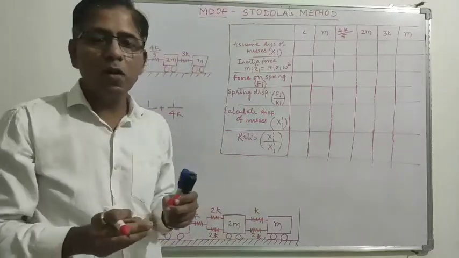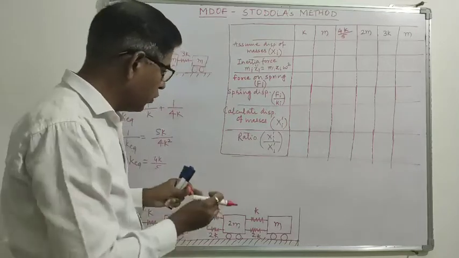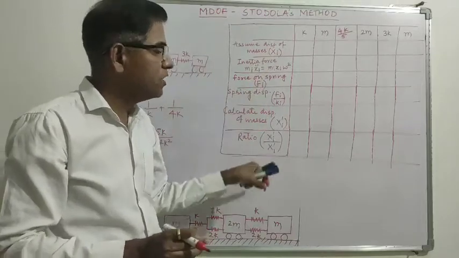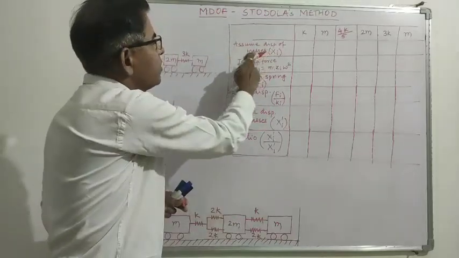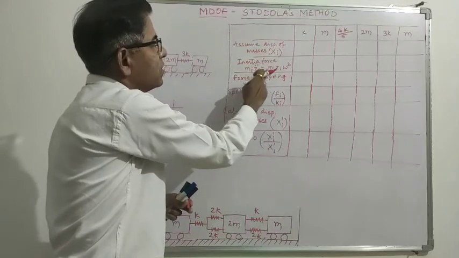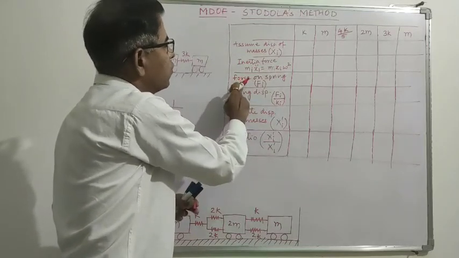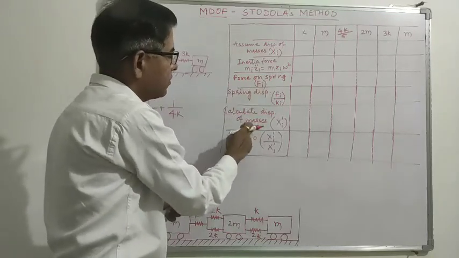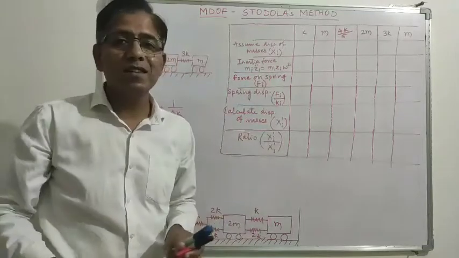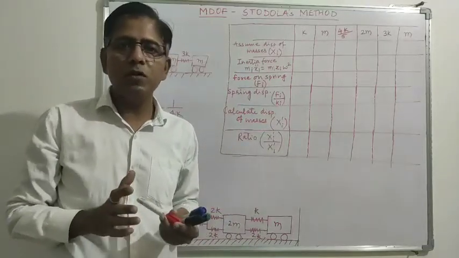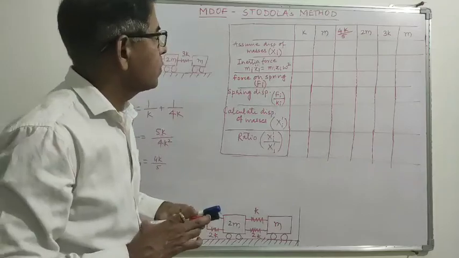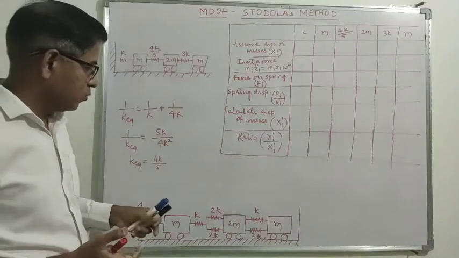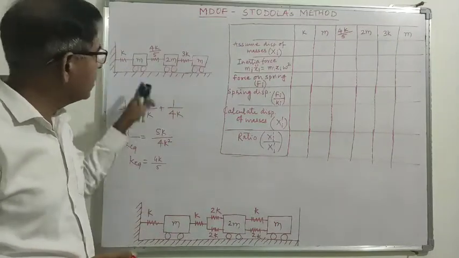Whenever you are doing a solution of a Stodola method, you should be able to write down these 6 rows. Assume the displacement of masses xi, inertia forces m xi omega square, force on spring Fi, spring displacement, calculated displacement of masses, and ratio. So these are the 6 parameters that you should learn by heart, and the horizontal parameters can be easily written down by seeing the problem.